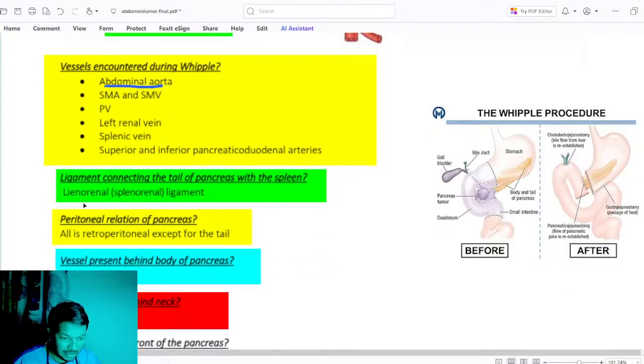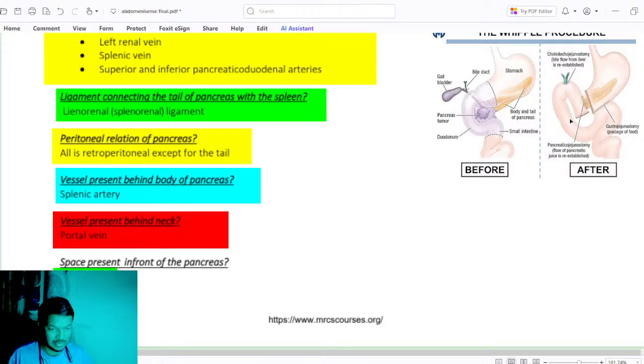Ligament encounter. This is all a single question. Peritoneal relation of the pancreas. All is retroperitoneal except for the tail. Only the tail of the pancreas is intraperitoneal, and all other parts are extraperitoneal or retroperitoneal or out of the peritoneum. Vessel present behind the body of the pancreas, head, neck, body, and tail. Behind the body of the pancreas is the splenic artery, right? Vessel present behind the neck, portal vein.